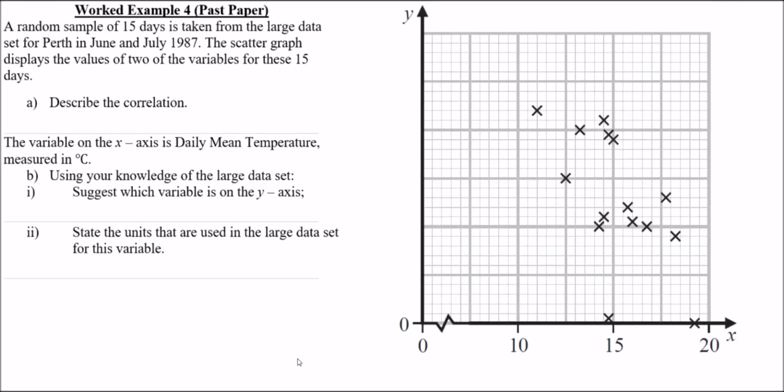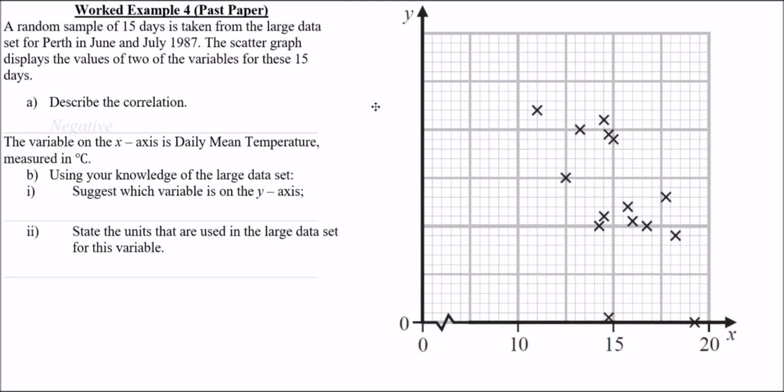In a similar way, let's have a look at another one from a past paper, which again relies on correlations and trends. A random sample of 15 days is taken from the large data set for Perth in June and July 1987. The scatter graph here displays the values of 2 of the variables for these 15 days. Describe the correlation. You're not dreaming, that was actually a question. It's only 1 mark, but yes, it is as simple as just saying negative. A line of best fit would go through here, and it would be negatively correlated. It would be going downhill.